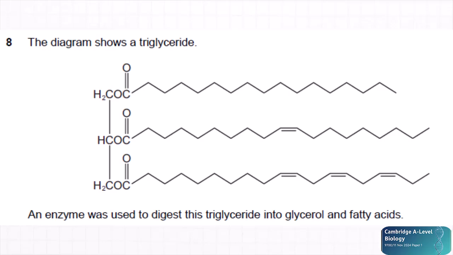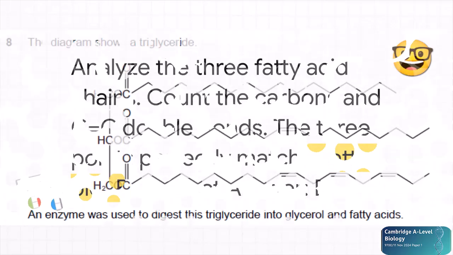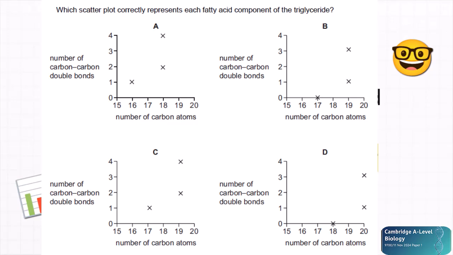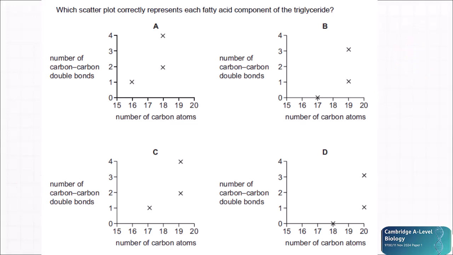Let's do it. The top chain has 16 carbons and 0 double bonds. The middle one has 18 carbons and 1 double bond, and the bottom one has 18 carbons and 2 double bonds. So we're looking for a graph with 3 points: 16, 0; 18, 1; and 18, 2. Now we just scan the options, and look at that. Scatter plot B has those 3 exact points. It's a perfect match.